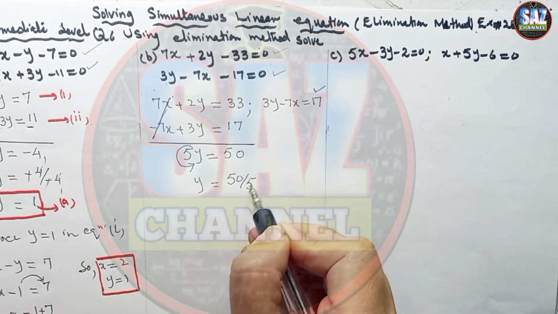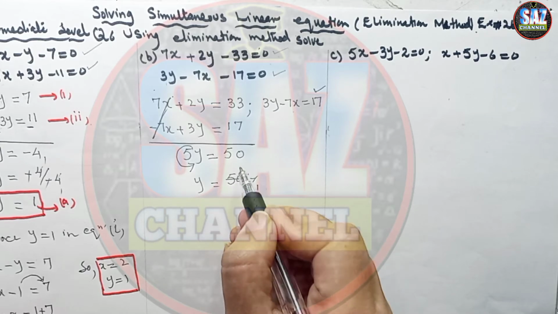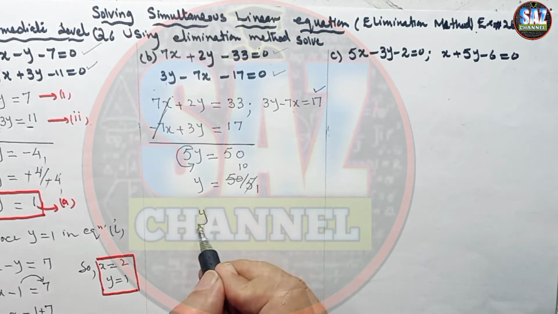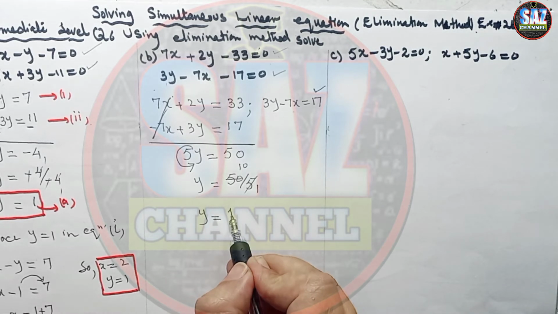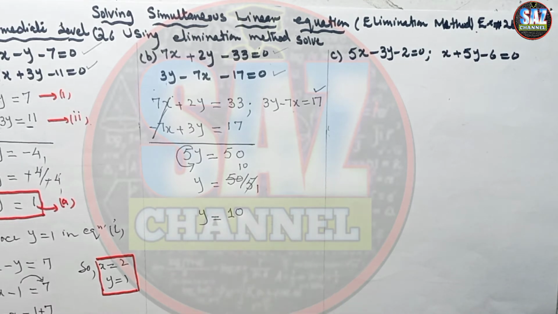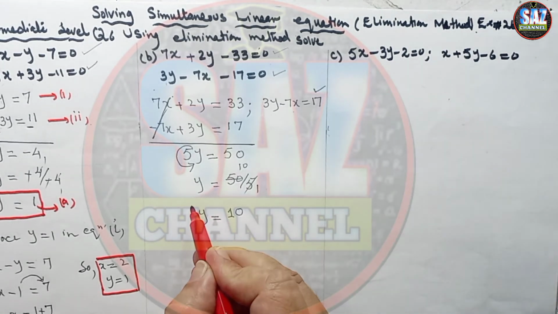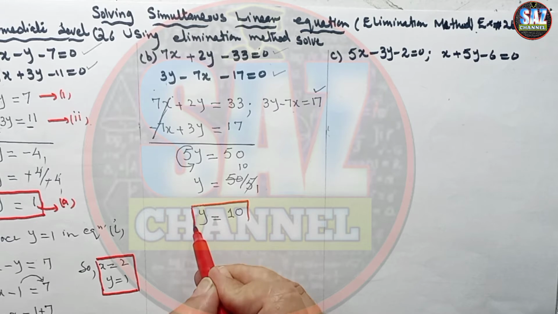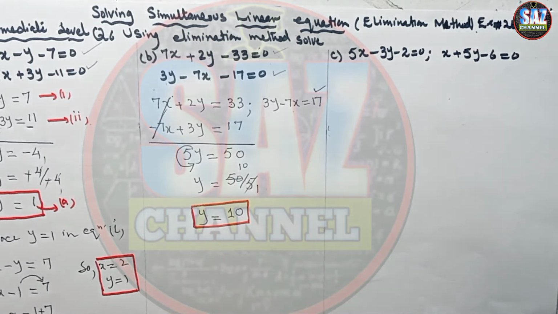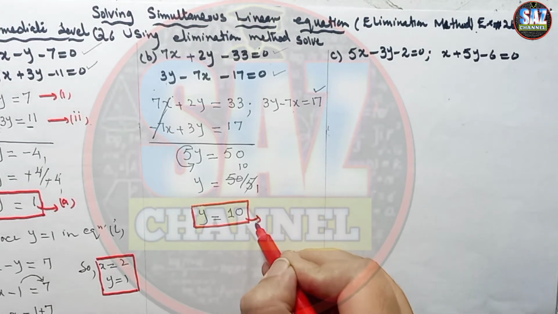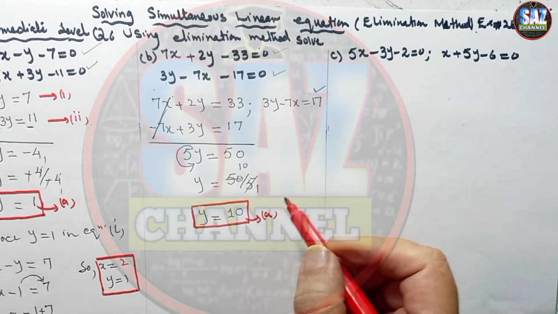Now I have to read the table of 5: 5 ones are 5 and 5 tens are 50. So the value of one of the variables is y equals 10, and let me box this answer. Now in order to get the value of the other variable, I have to replace y equals 10 in any one of the equations.